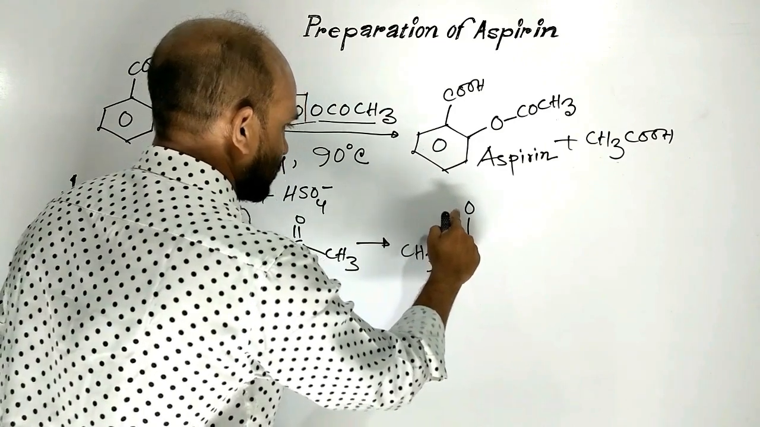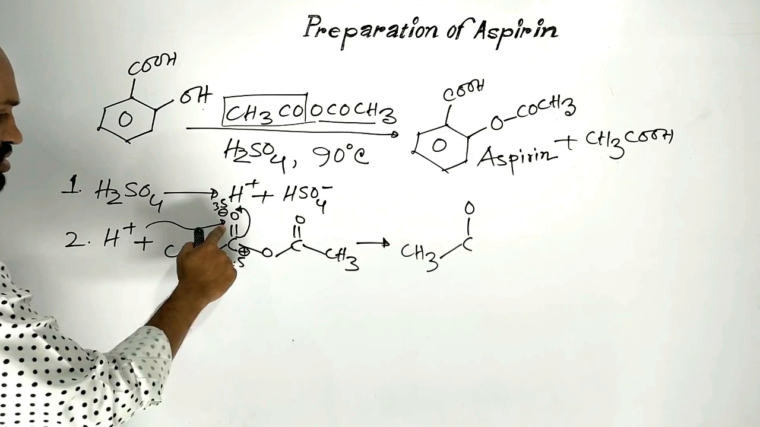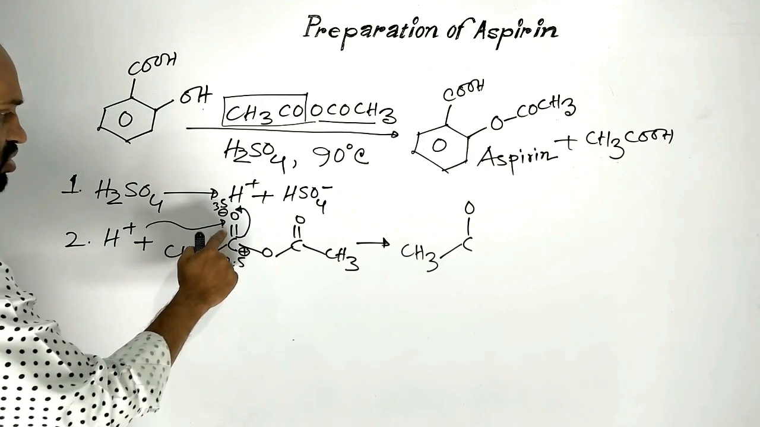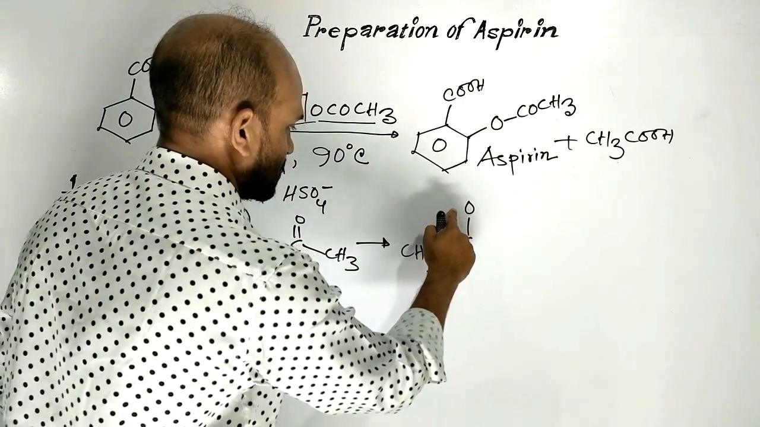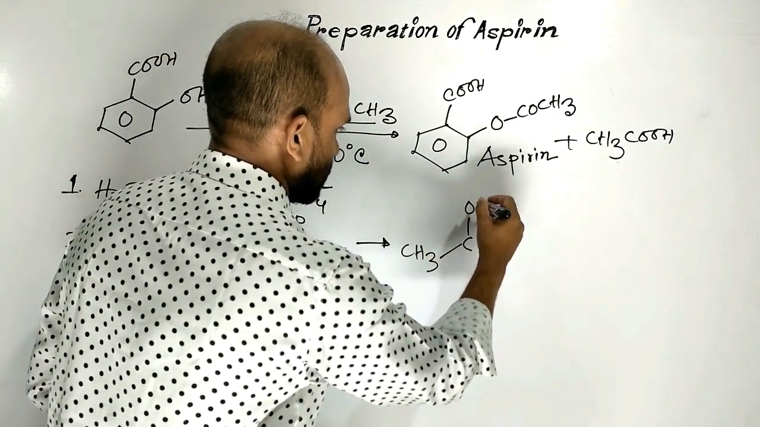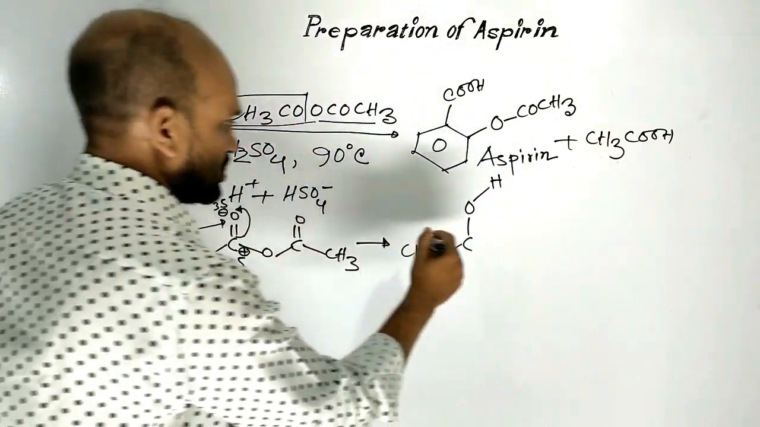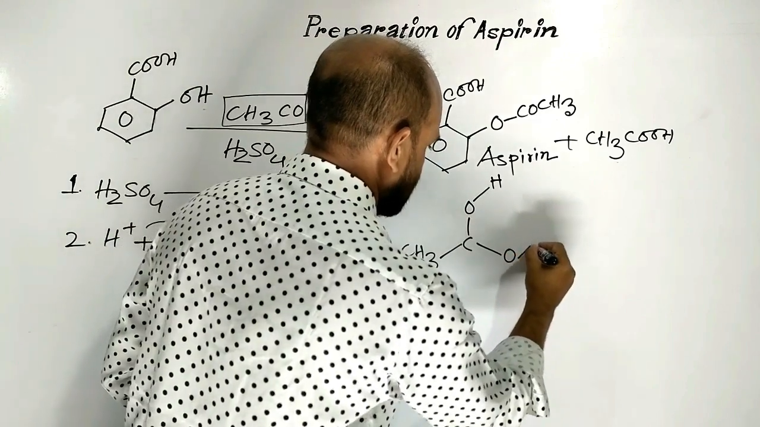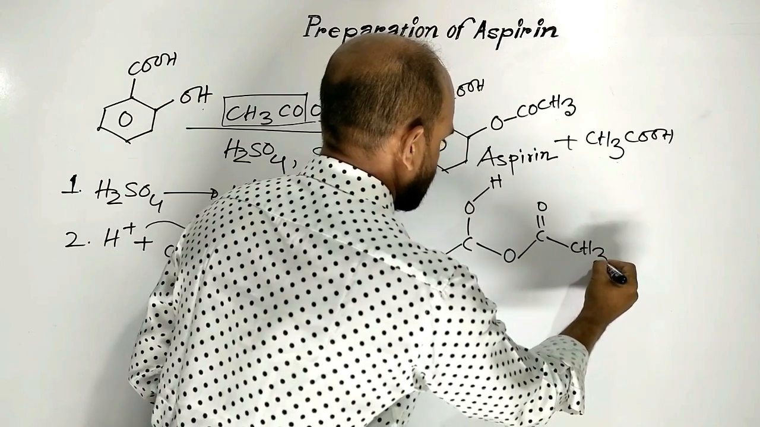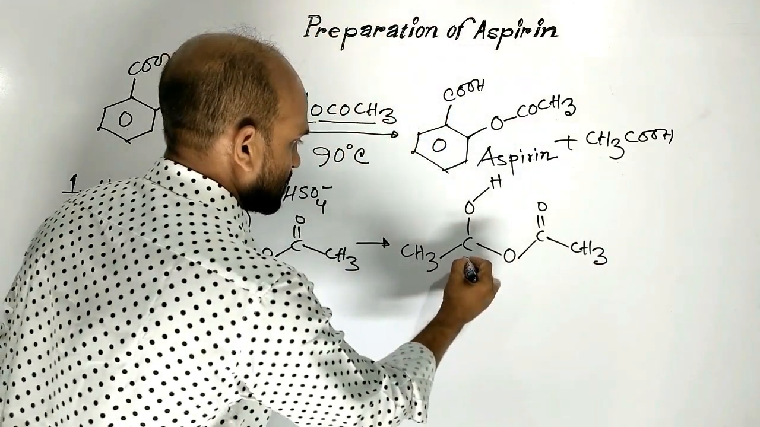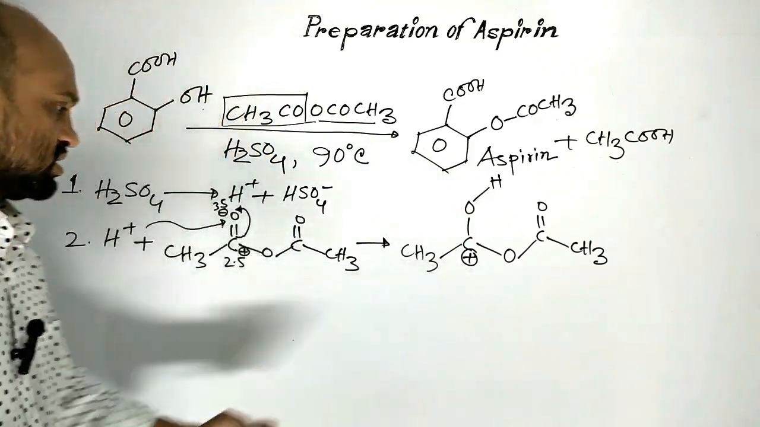Carbon oxygen single bond instead of carbon oxygen double bond, because here the carbon oxygen double bond converts to a carbon oxygen single bond, and with this oxygen, this hydrogen atom. Now oxygen, CO, CH3. Here carbon is positive in charge.